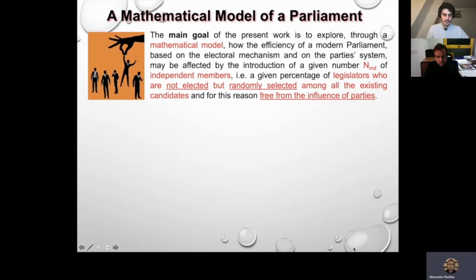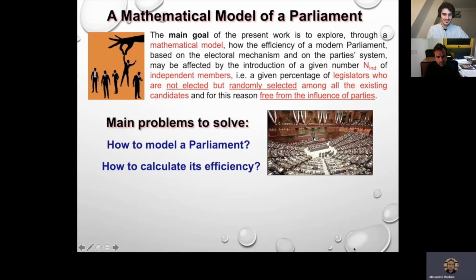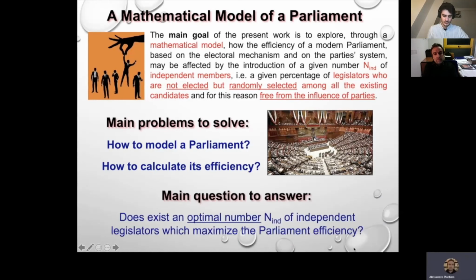In order to do this, we should address some fundamental issues: how to model a parliament, how to define and calculate its efficiency, and how it is possible to demonstrate that the introduction of a given number of independent legislators is able to increase such an efficiency.